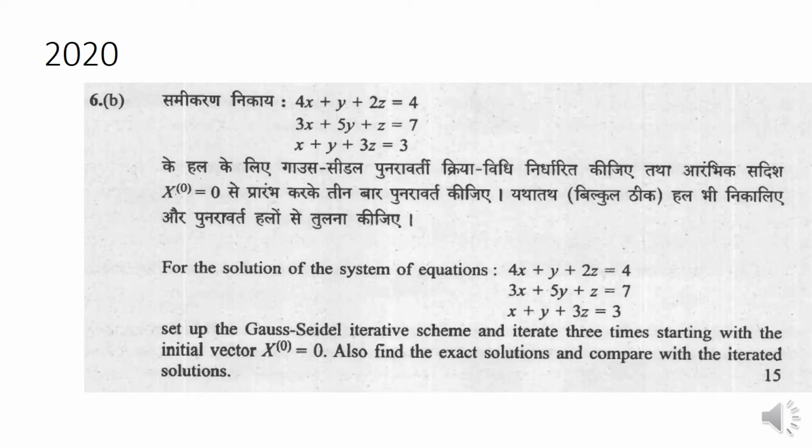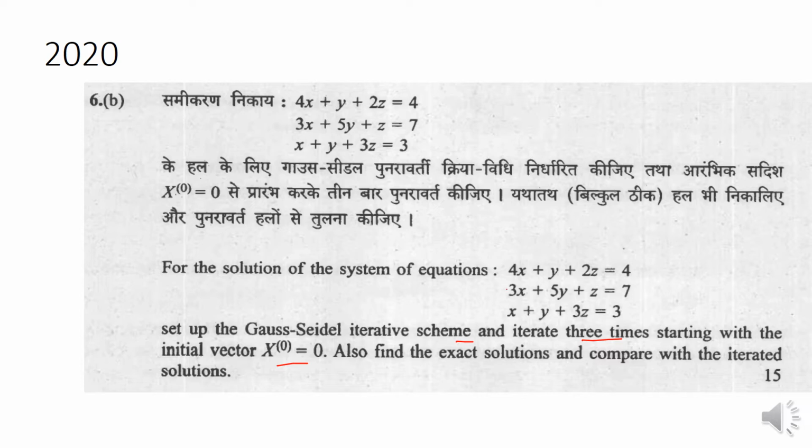This is a question of 2020 B. Here we have to find the solution of the system of equations, and these are the equations. Set up the Gauss-Seidel iterative scheme and iterate 3 times, starting with the initial vector x0 equal to 0. Also find the exact solution and compare with the iterated solutions.